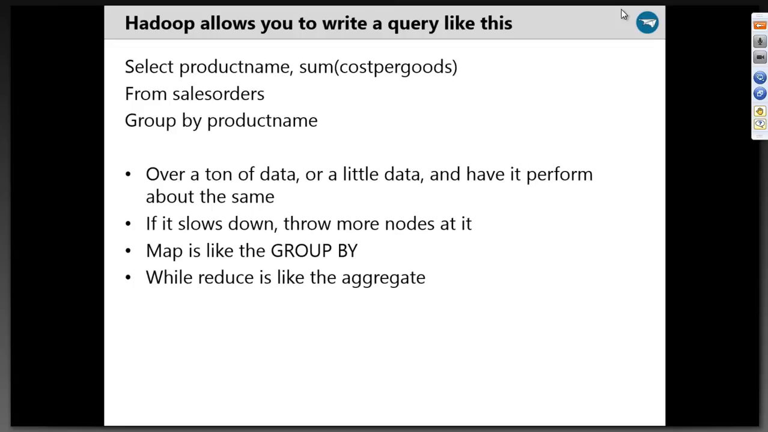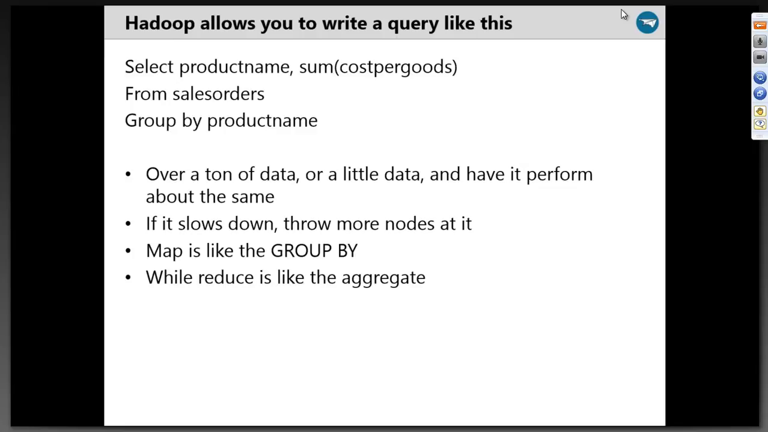So in my mind, Hadoop kind of works like this query. Over here at the top, this is just a basic SQL query, right? Give me product name and sum my cost per goods from this table and group by product name. We do this all the time, right?